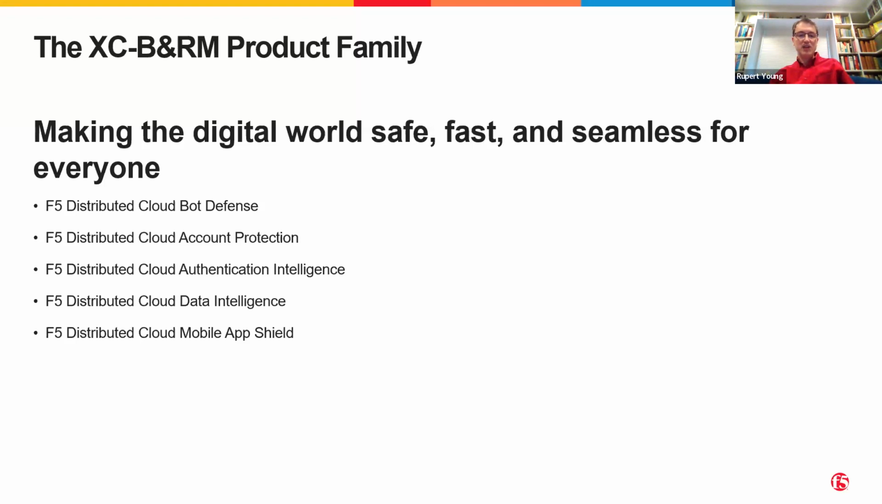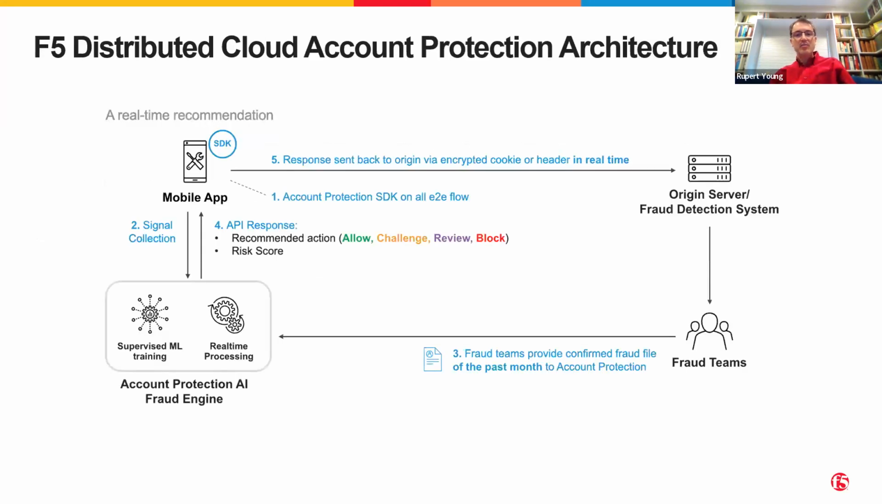Bot defense and authentication intelligence also involve unsupervised models, decision tree based data science, and lots of really great work in terms of how we stop bots and authenticate people more quickly, but from a data science perspective, not as sophisticated. So anyway, account protection is a product that we've had for a couple of years. And how does it work?